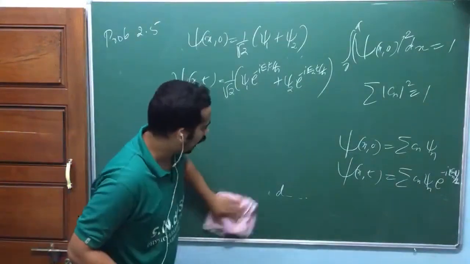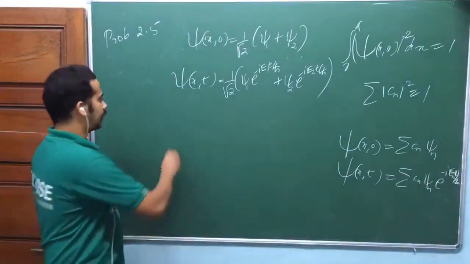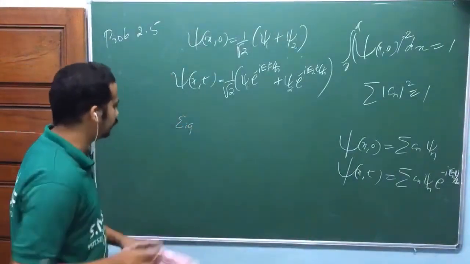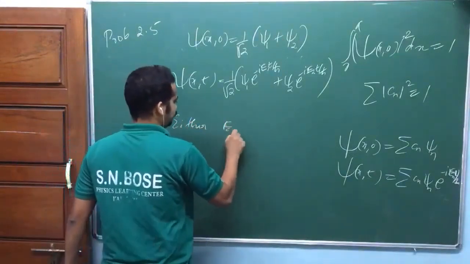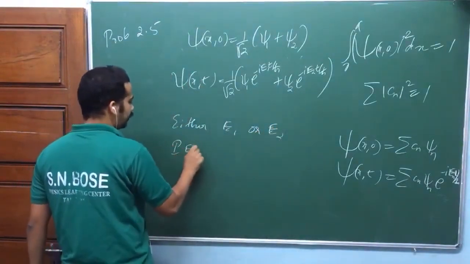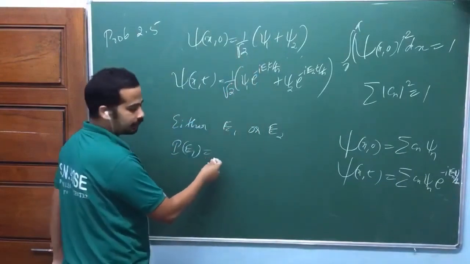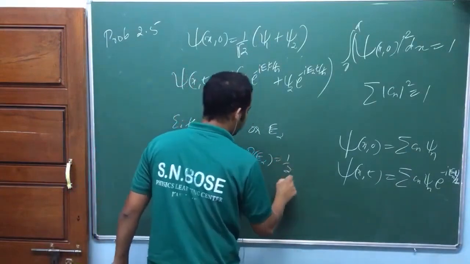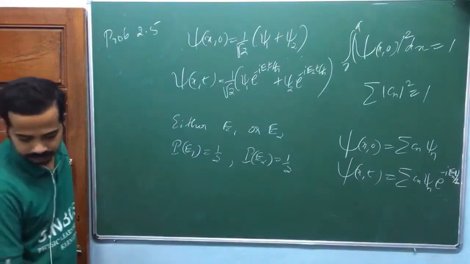Either E1 or E2, not (E1 plus E2) by 2. So the measurement outcome should be either E1 or E2. The probability of getting E1 is equal to the coefficient mod square, mod C1 square, which is 1 by 2, and the probability of getting E2 is also 1 by 2. Is that okay?